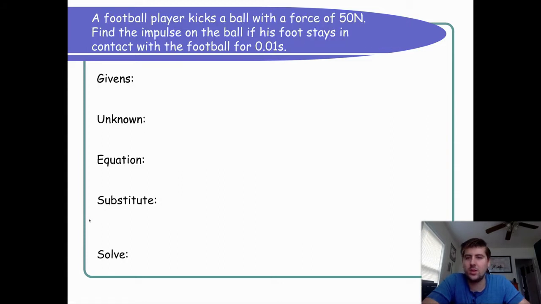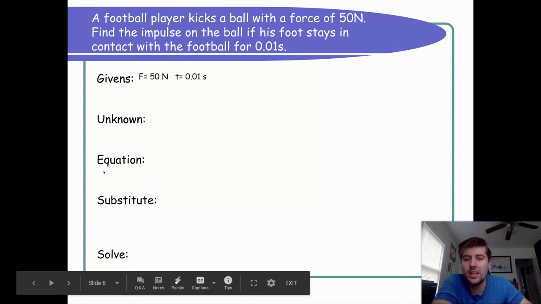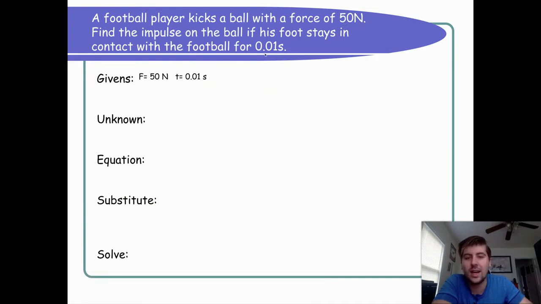All right, so let's keep cruising. Let's look at a problem here with impulse. Okay, so we've got a football player who kicks a ball with a force of 50 newtons. Find the impulse of the ball if his foot stays in contact with the football for 0.01 seconds. Right, so we'll use the GUESS method here. We've got our givens in this problem: the force of 50 newtons, and the time of 0.01 seconds. The unknown, it's asking us to find the impulse, right? It tells us right there to find the impulse.